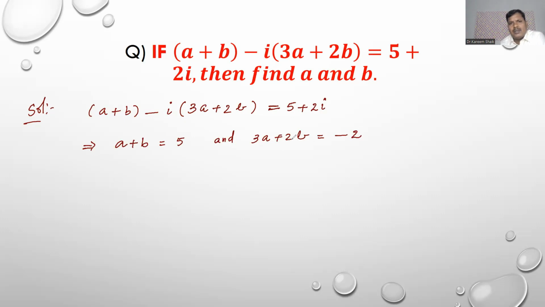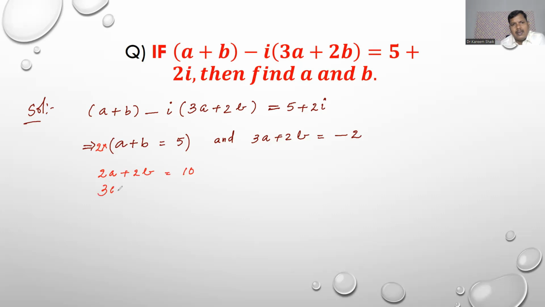Now, by using these two, we have to find the a value as well as the b value. We have two equations and we want to find two unknowns. So we can solve easily by using elimination method or substitution method, which we learned in linear equations in two variables. I wish to multiply my first equation by 2. I will get 2a + 2b = 10.